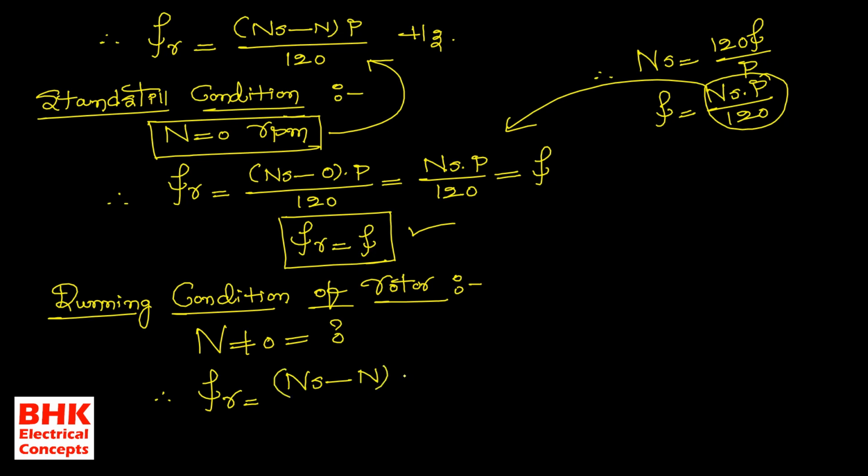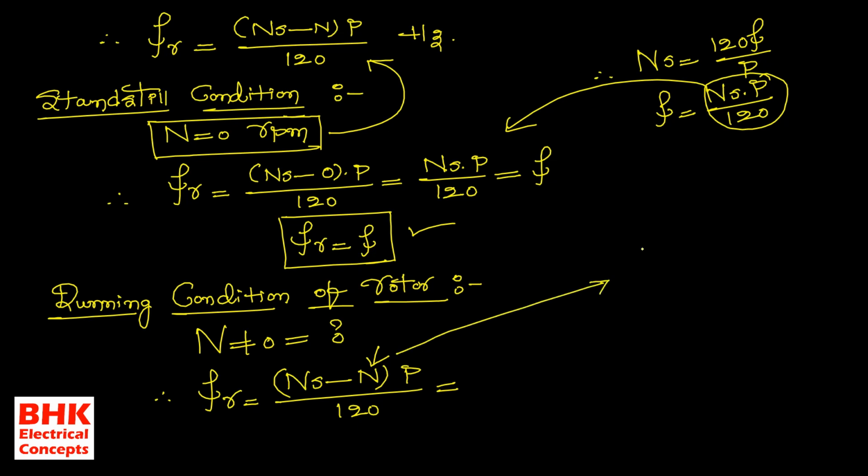so we are writing it as it is, into P divided by 120. We are not substituting 0 because the rotor is rotating, which means the value of N is not 0. So I am writing (Ns minus N) into P divided by 120. But what is Ns minus N?